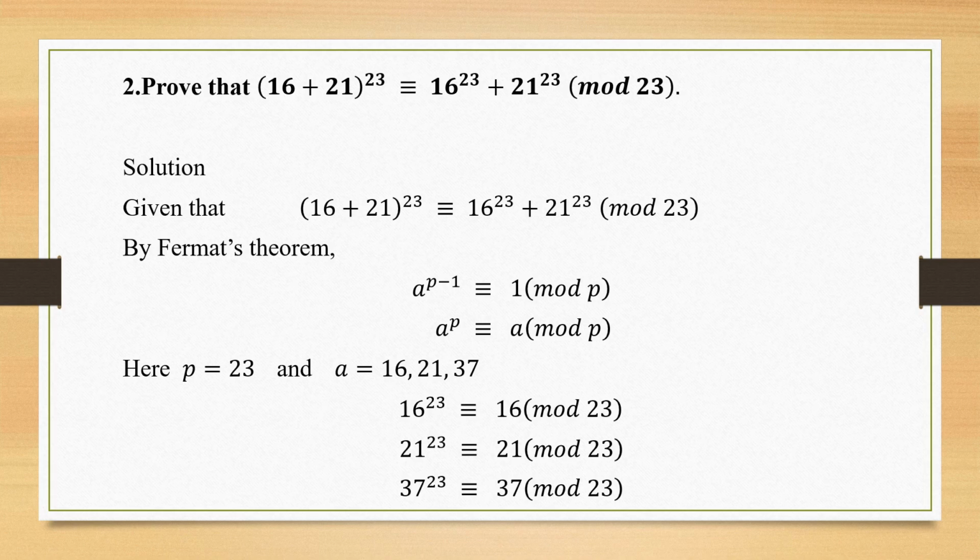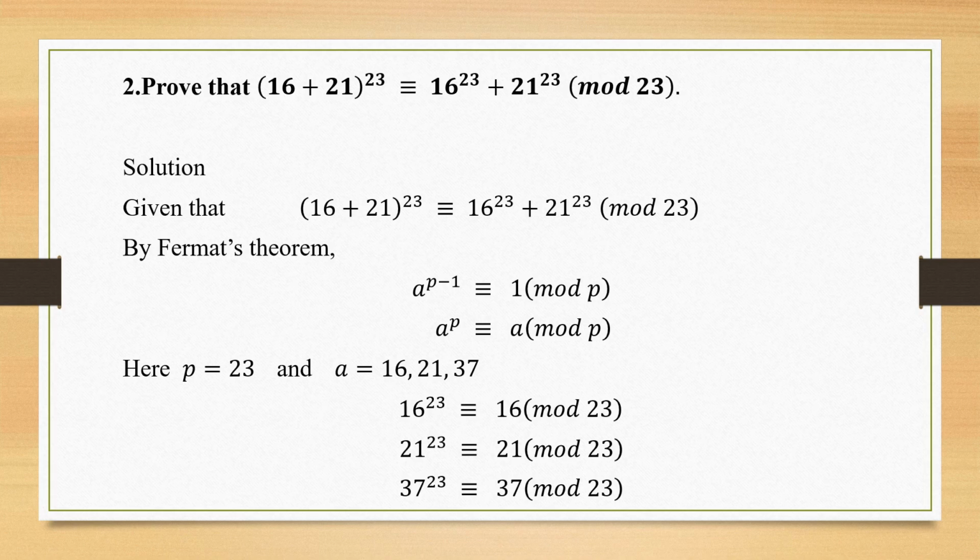Now 37 to the power of 23 is congruent to 37 mod 23. From where did I get this 37? 37 is just the sum of 16 plus 21. Because you could see that if I'm going to add 16 plus 21 on my left, it's going to be 37 to the power of 23. And separately I'm going to have the powers of that. That's why I'm having three categories here.